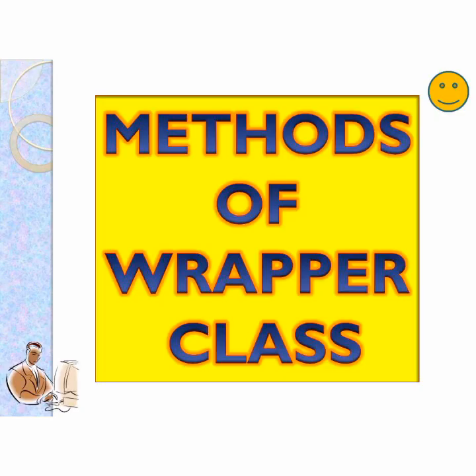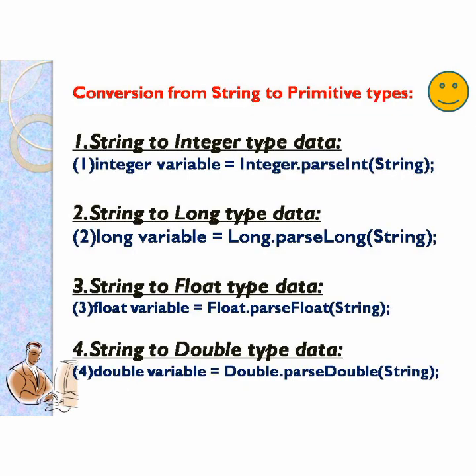Methods of wrapper class. In the previous class we had discussed conversion from string to primitive types, that is string to integer type, string to long type, string to float type and string to double type. While converting string to integer, we used the method Integer.parseInt. Similarly in long, Long.parseLong. For float, Float.parseFloat, and for double, Double.parseDouble. I hope there is no doubt about conversion from string to primitive type. Today we will discuss primitive type to string type.